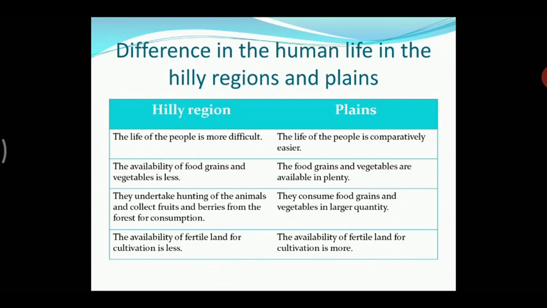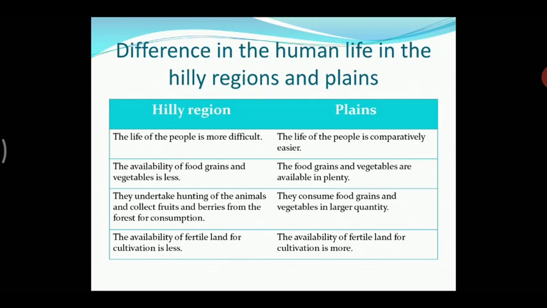The second point in the hilly region is the availability of food grains and vegetables is less. They do not get food grains. They do not get rice, wheat as we get. They do not get vegetables. Why? I told you why they do not get food grains and vegetables, because their land is not fertile as the people staying in the plains. There the land is fertile. The second point of plains: the food grains and vegetables are available in plenty. In the plains, in the coastal region, there are a lot of food grains and vegetables.